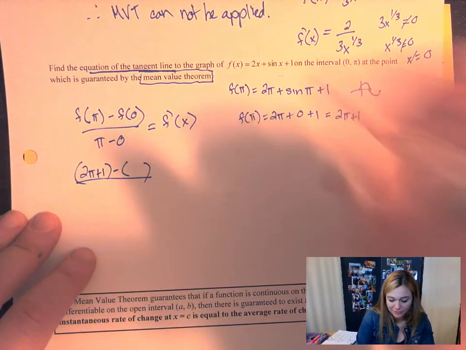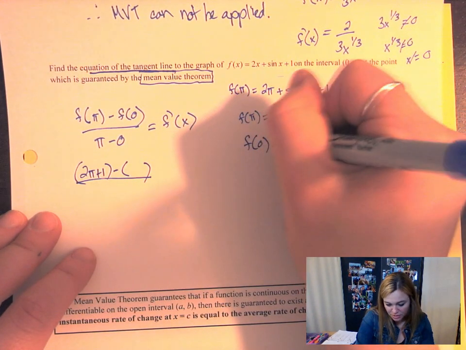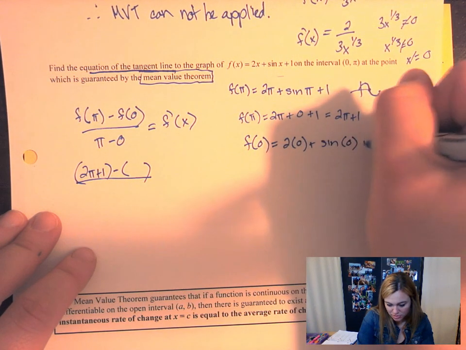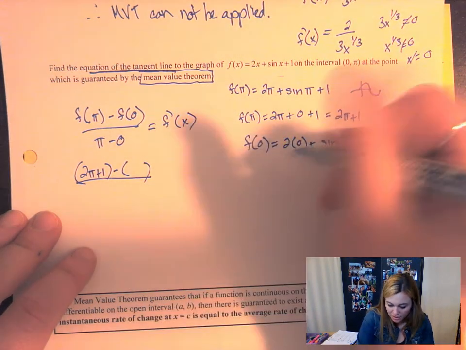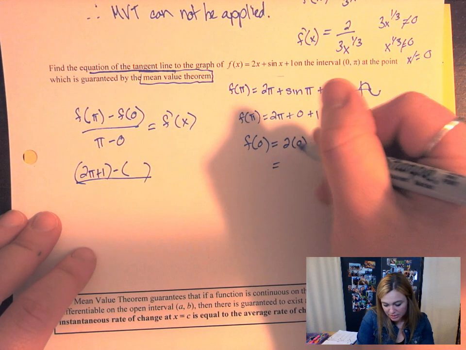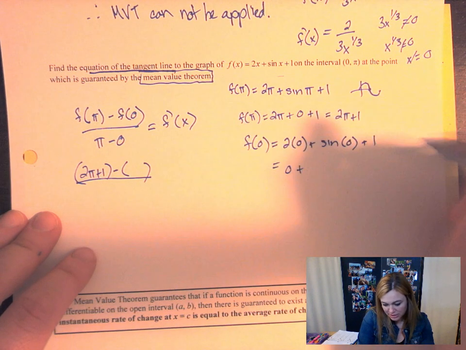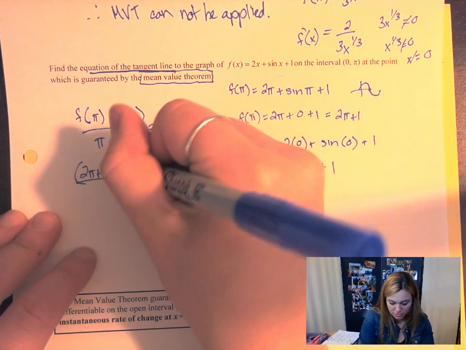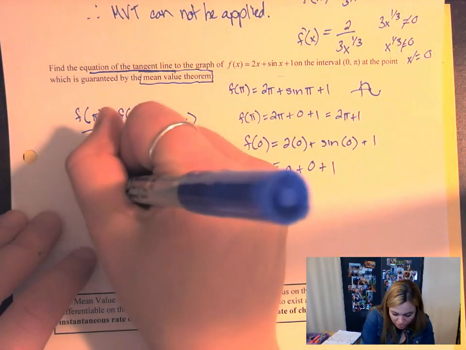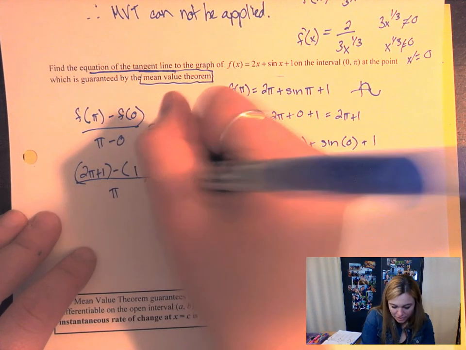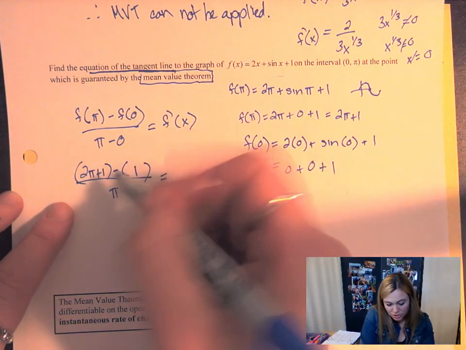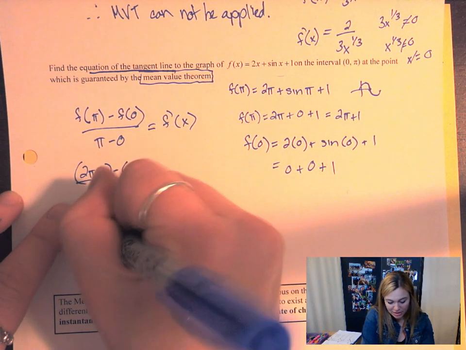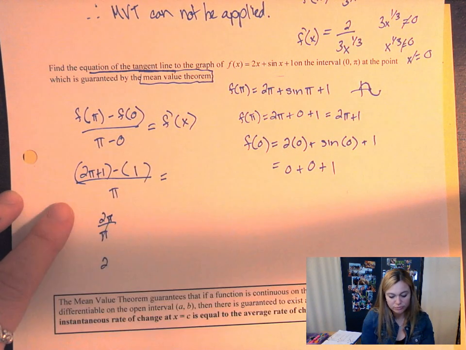minus f of 0, 2 times 0, plus sine of 0 plus 1. 2 times 0 is 0. Sine of 0 is 0. Plus 1, over pi. If I keep going with this, this would be 2 pi plus 1 minus 1 over pi, which would be 2 pi over pi, which is just 2.